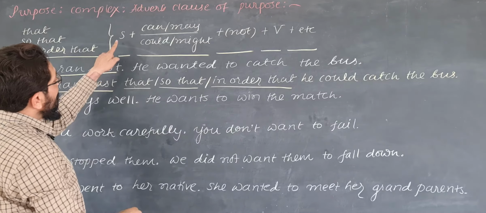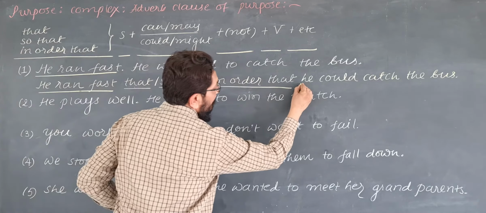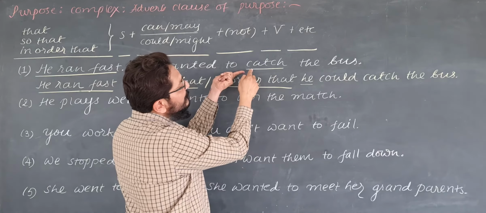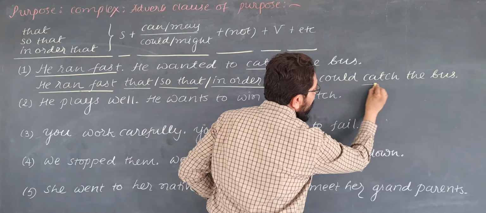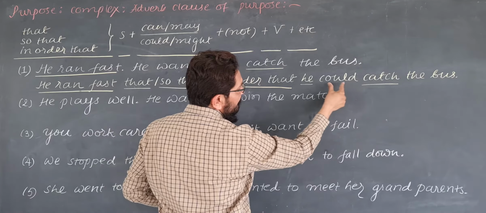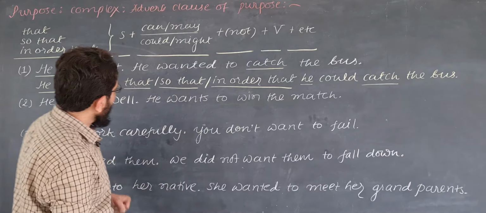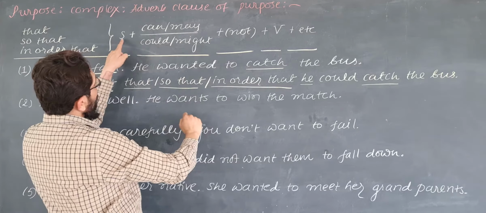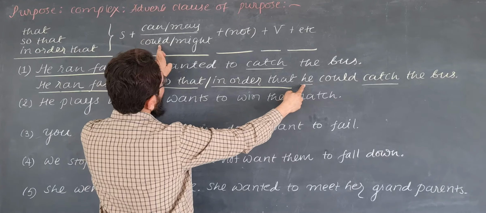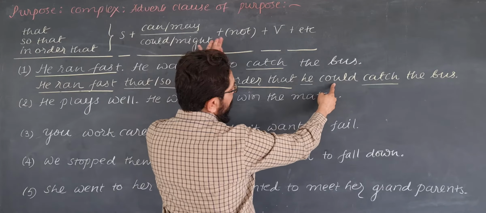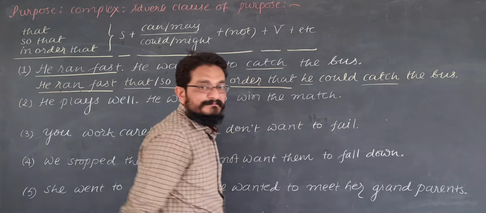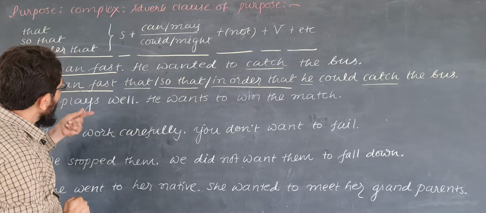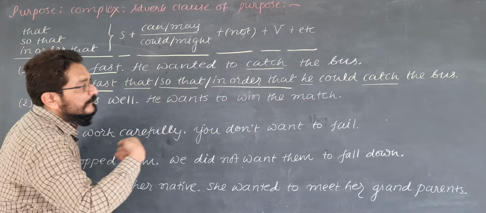So that, now subject, that is he. Now see, this is the finite verb. To catch, here it is non-finite, but here it will be finite verb. So this is catch. Subject and this catch will be joined using auxiliary, and that is past. So you can use could or might. So that he could catch the bus. Two sentences: he ran fast. He wanted to catch the bus. He ran fast so that he could catch the bus.